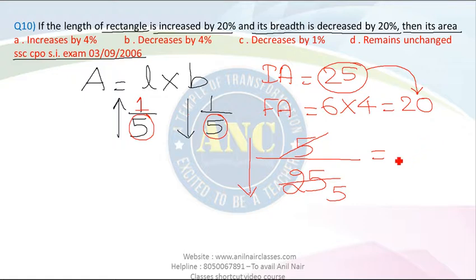Sorry sir, there might be a mistake. Any mistake? Okay, this is 6 into 4, 24. This is where I have made a mistake here. I wrote 6 into 4 as 20 by mistake.